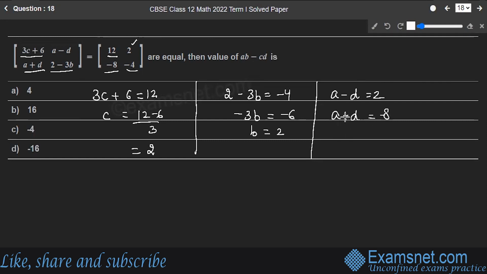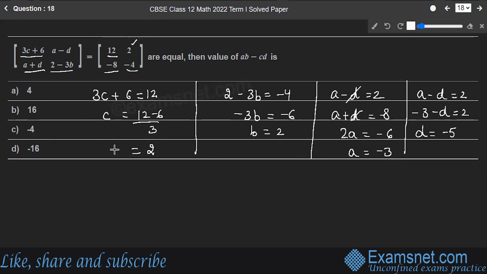Which makes, let's add them. You have, these two will cancel. 2a is equal to minus 6, or a is equal to minus 3. If a is equal to minus 3, then a minus d is equal to 2, minus 3 minus d is equal to 2, or d will be equal to minus 5. I got all the four values, right?